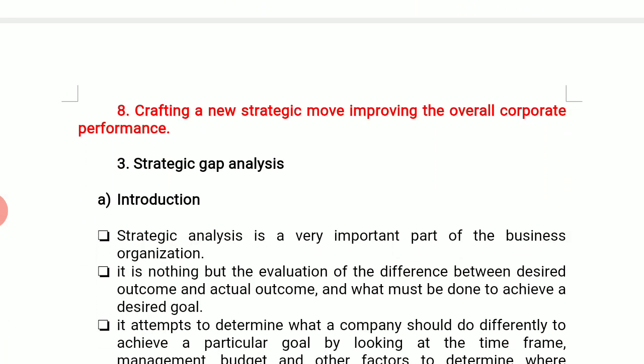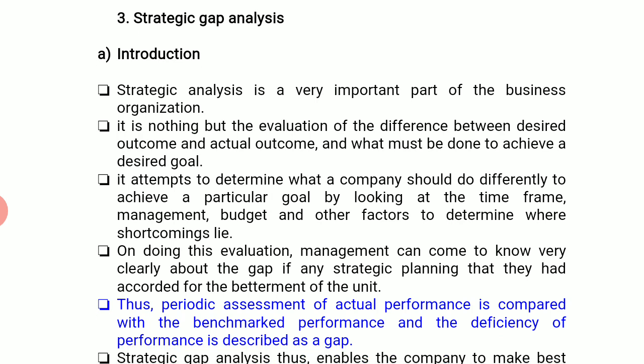Today's session will be all about the strategic gap. The important term and the important area of strategic framework is considered to be the strategic gap also. Now what is this strategic gap all about? See, we all know that strategic analysis is a very important part of business, and so is the strategic gap. Now what is this strategic gap?